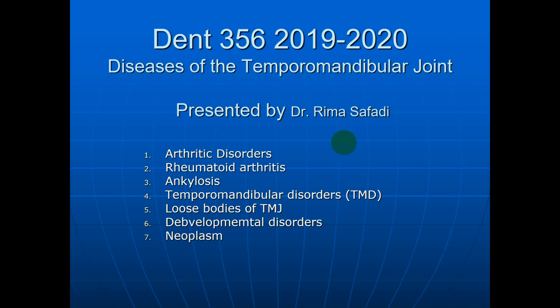This is the last lecture in Oral Pathology 2, and it is about diseases of the temporomandibular joint. In general, the diseases or disorders of the temporomandibular joint are more extensively discussed in oral medicine and oral surgery courses. In oral pathology, we will limit our discussion to these groups of lesions.